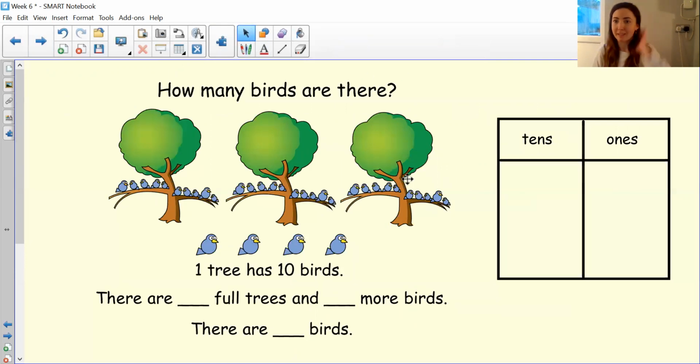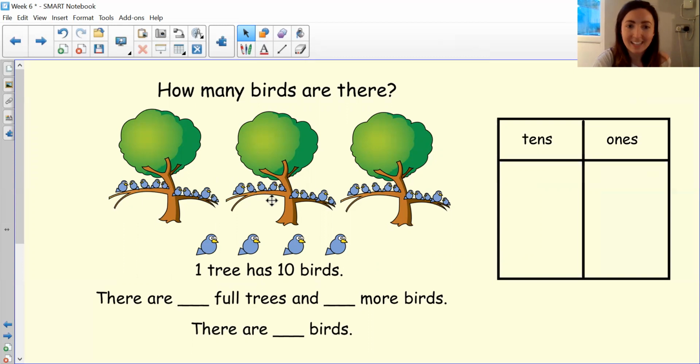Okay, so we've got some pictorial representations to have a look at today. We've got some trees, and on each tree is a number of birds, and it actually tells us here one tree has 10 birds. So each tree has got 10 birds on it. We can count them and check. 1, 2, 3, 4, 5, 6, 7, 8, 9, 10. Yeah, one tree has 10 birds.